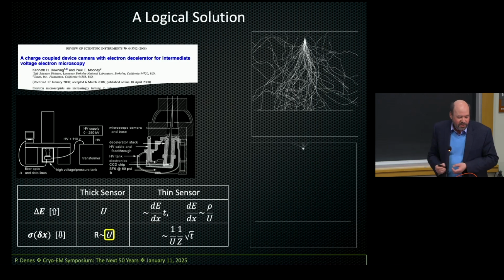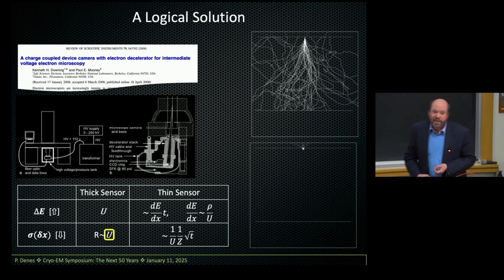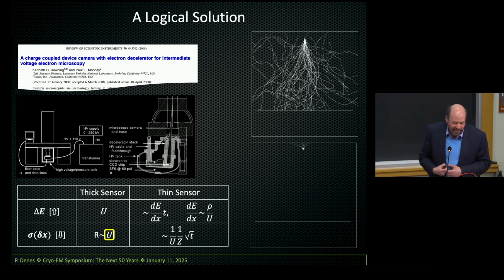So how do we overcome this? Well, a logical solution that came from Ken Downing in the building next door was to, instead of trying to tame the electrons, design the microscope for the electrons instead of the detection energy of the electrons, instead of the other way around. So slow them down. And that takes this picture and turns it into this picture. That's a good idea, and it overcomes this limitation of multiple scattering given by the energy. But we can actually do better in a thin sensor because that multiple scattering is now going like 1 over the energy.